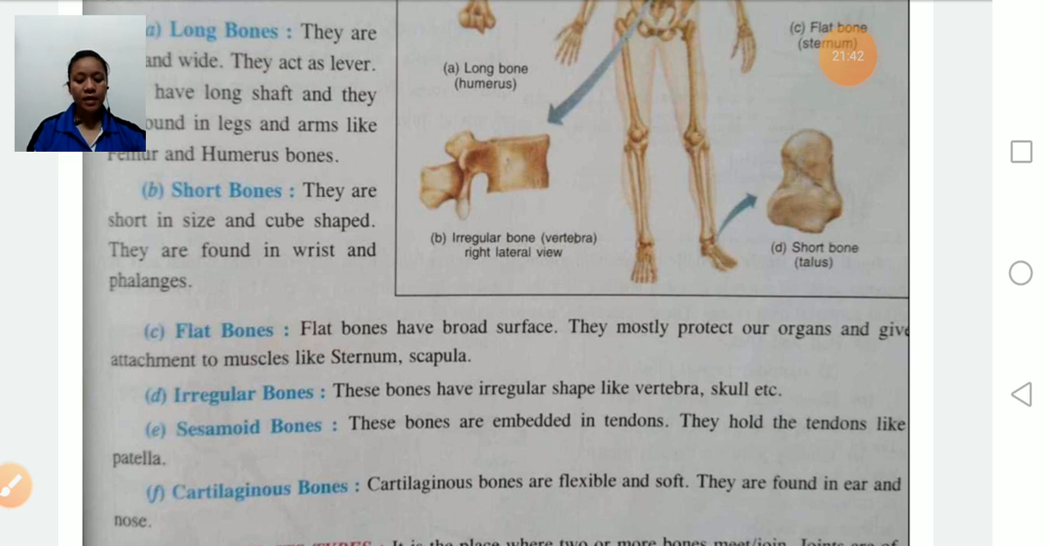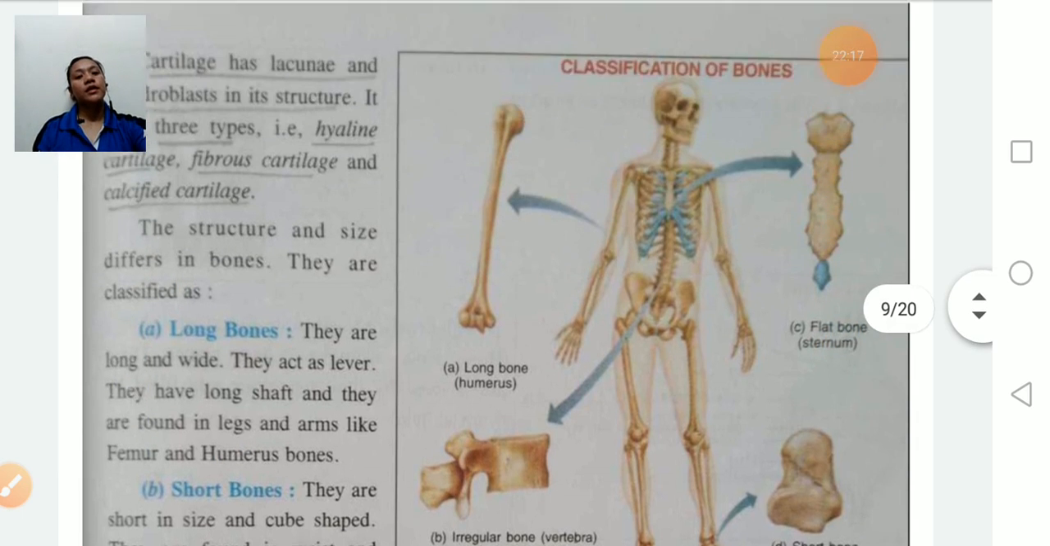Sesamoid bones. These are embedded, meaning fixed, in tendons. They hold the tendons, like the patella. Cartilaginous bones are soft, and they are found in the ear and nose.